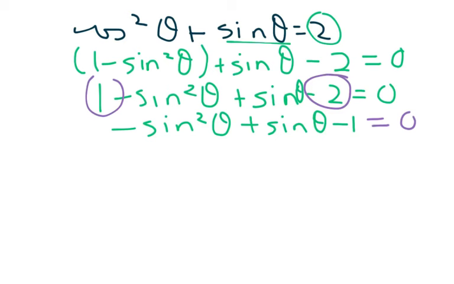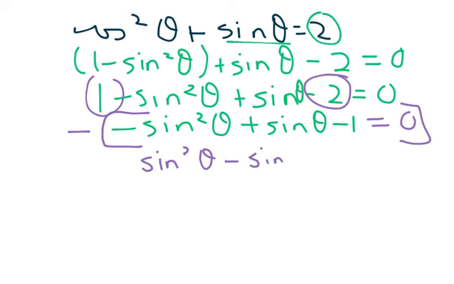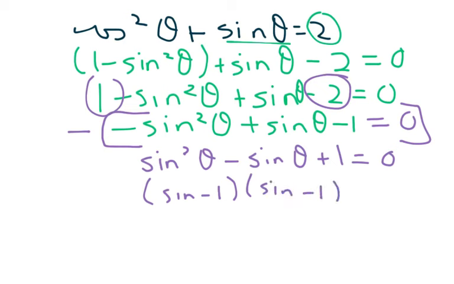Alright? Now what I'm going to do here, because I don't like my lead term being negative, I'm going to negate this whole thing. You don't have to, but it looks nicer. So when I negate everything, I make everything opposite signs. And then I'm just going to factor. This is just going to be sine minus 1 times sine minus 1 equals 0.